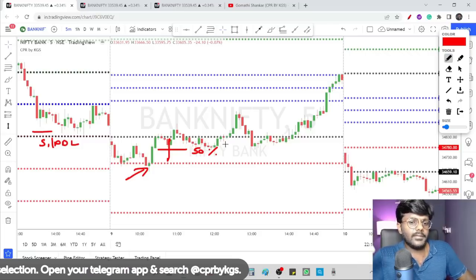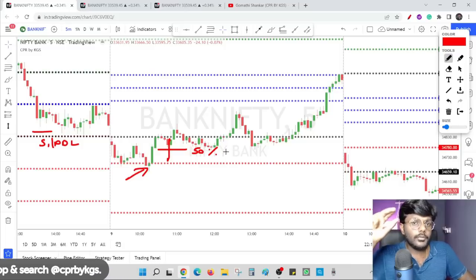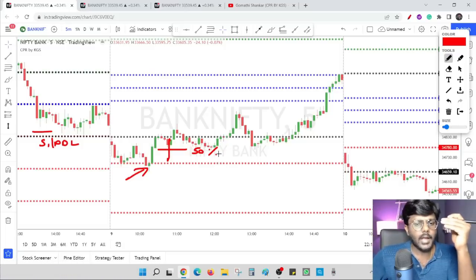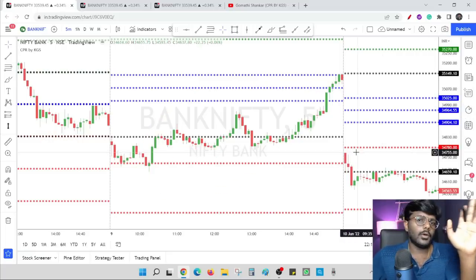If S1 and previous day low are having a distance between them, then you have to use the 50% level as your stop loss. So in this trade, my stop loss is hit, and then the market is going up towards daily CPR. I am not going to take any long position.